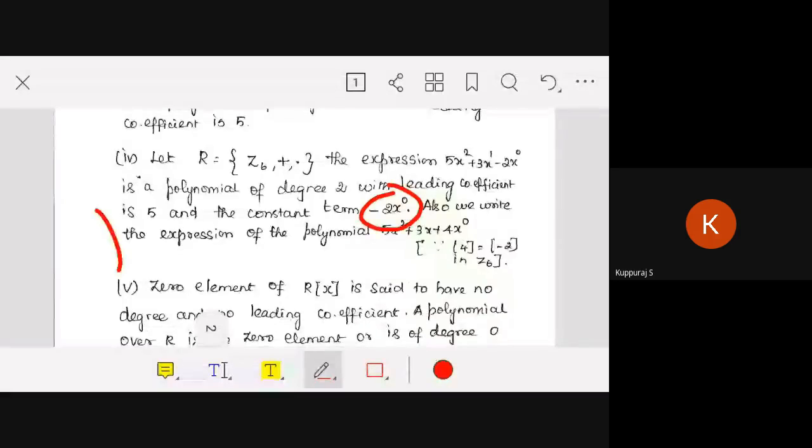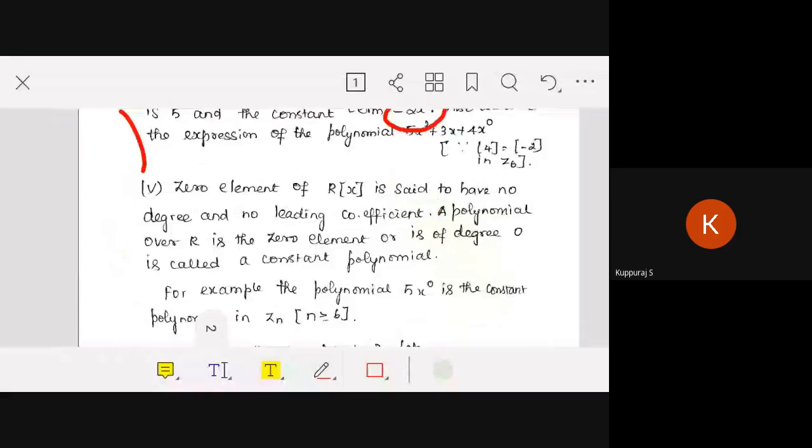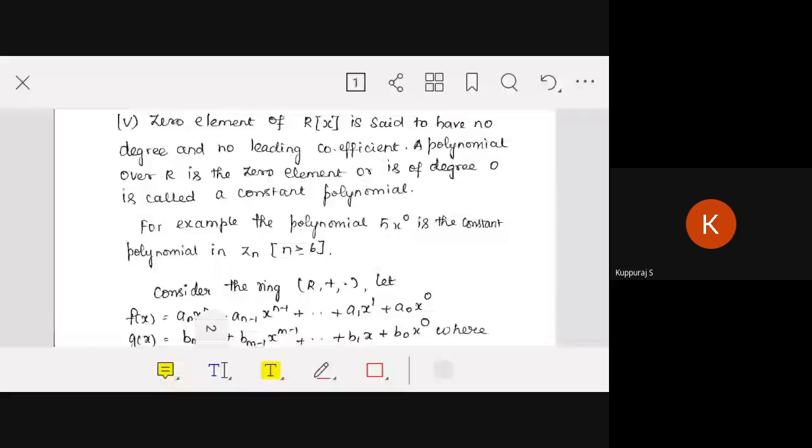Next, the 0 element of R[x], that is the polynomial ring, is said to have no degree and no leading coefficient. So no degree and no leading coefficient means it is a constant polynomial only. That is the fifth point.